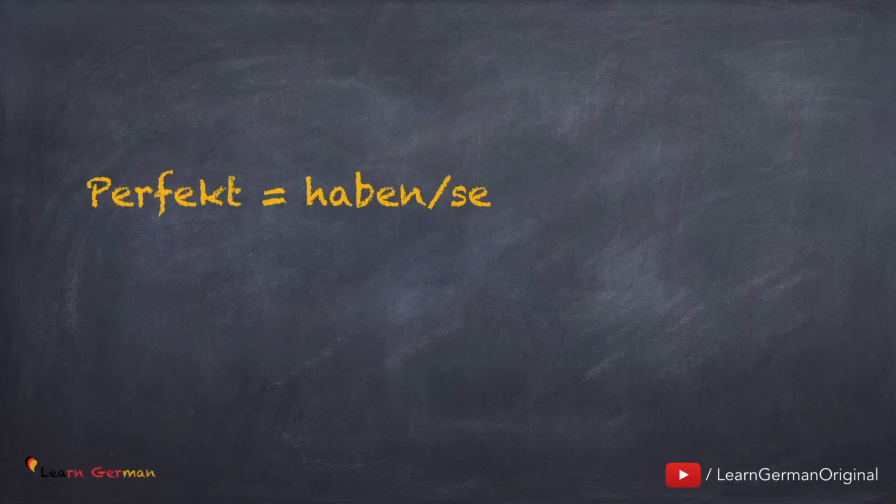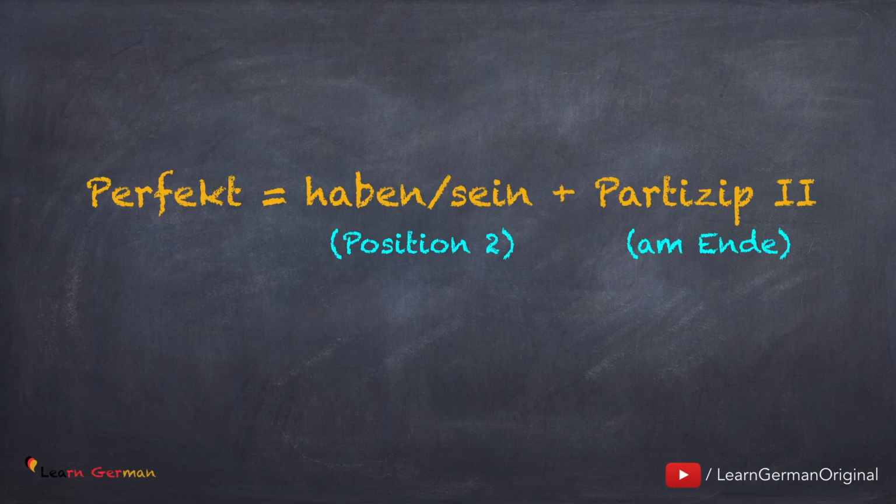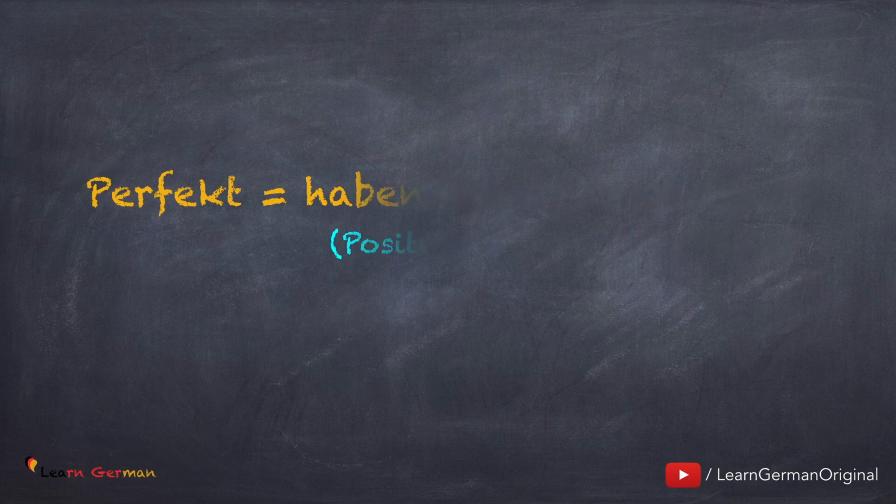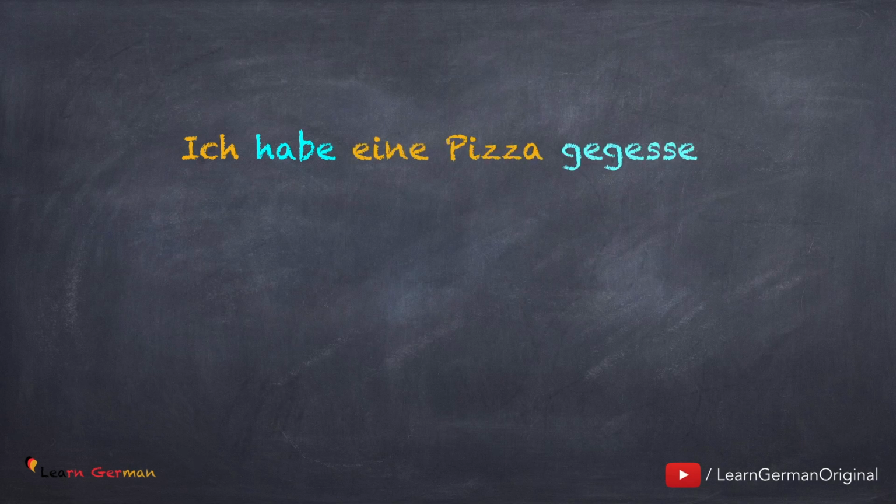So how do you use perfect? You use haben and sein as a helping verb in the second position, plus Partizip II of the main verb which is placed at the end of the sentence. Now you will be learning when to use haben and when to use sein as the helping verb in perfect. Let's look at the two sentences again.